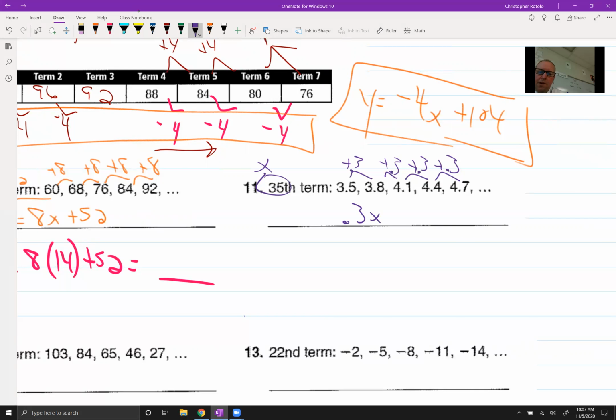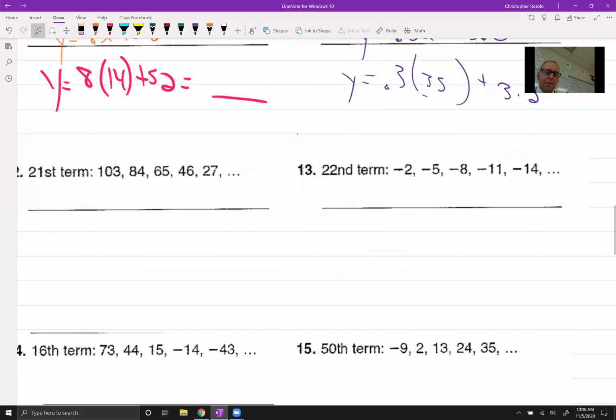What would be before this? So what's in the 0 term? Okay, so if it keeps increasing this way, I want to decrease. That means it's going to be positive 3.2. So this gives me my equation in slope-intercept form. And now we're just going to plug 35 in there. So 0.3 times 35 plus 3.2. And that'll give us that y value.